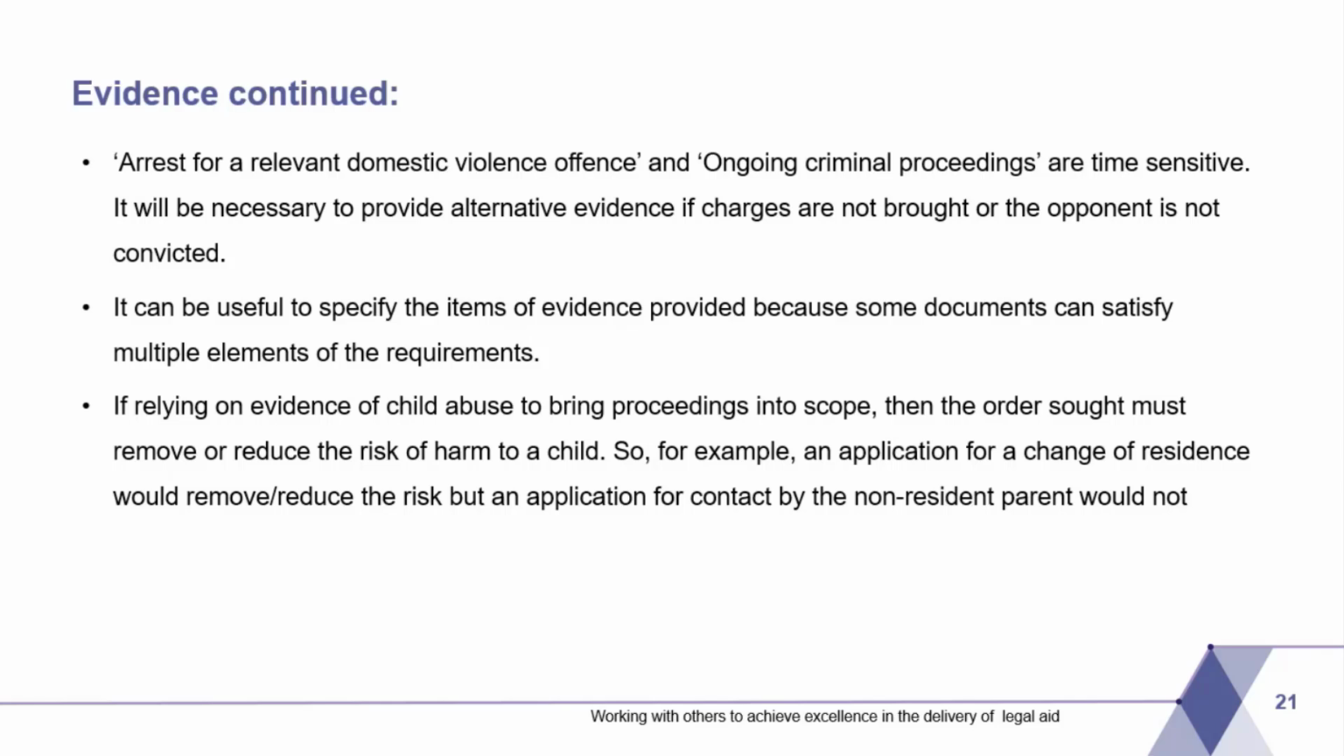So, for example, an application for a change of residence from the other party to your client would remove or reduce the risk identified to the child. But an application for contact by your client, where the child is going to remain with the person who has been identified as the risk, would not be considered sufficient to reduce or remove the risk shown to the child, because they would still be living with that parent who has been identified as the risk.